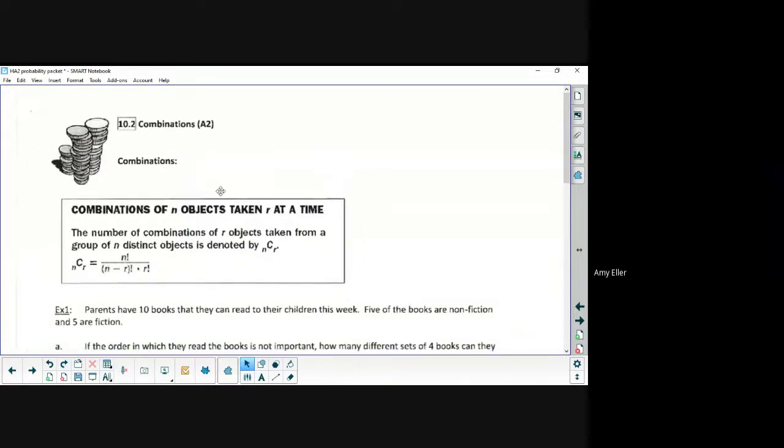10.2 is called combinations. Can somebody tell me what you remember me saying yesterday about combination versus permutation? Allie? Combination. Order has to be in a certain. Yes. Permutation, order matters. So your combination locks outside are not actually combination locks because the order matters. So permutation, order matters. Combination, let's write, order does not matter.